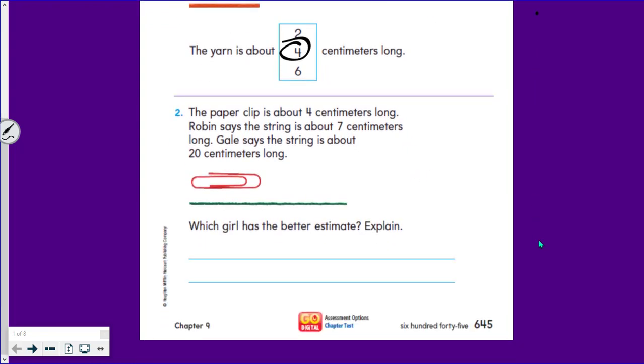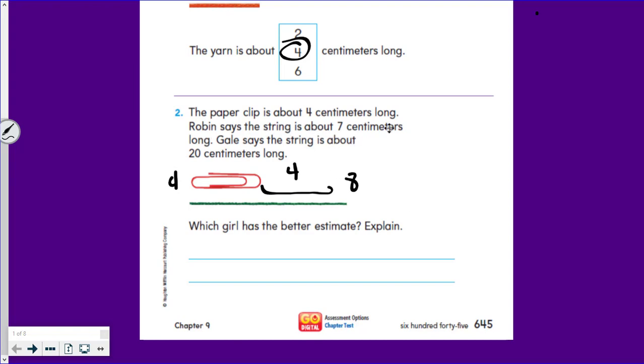All right, so let's see. Who had the better estimate? Well, let's see. If this paper clip is about 4 centimeters, right? If we had another paper clip, then that would be another 4 centimeters, and 4 plus 4 equals 8. So the string, I would say, is close to 8 centimeters, okay?